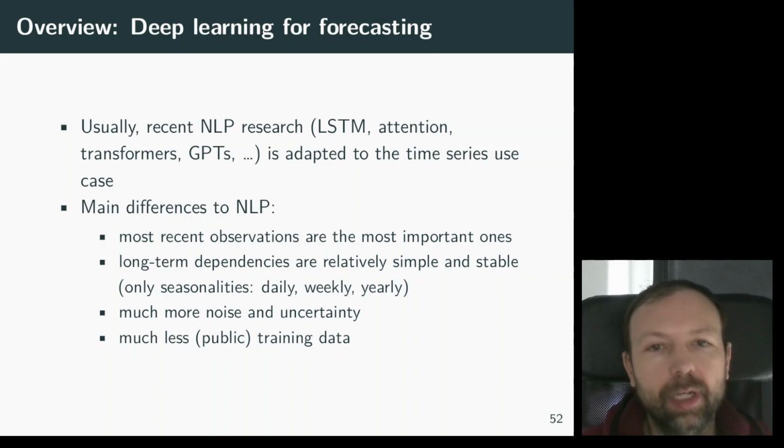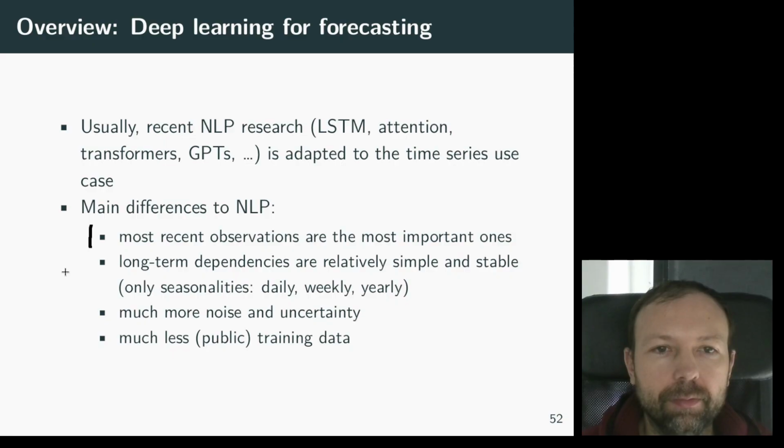So usually in forecasting, the most recent observations are the most important ones. The only exception might be seasonality. And the long-term dependencies are relatively simple and stable. So only seasonalities, daily, weekly, yearly seasonalities. So in that sense, often the architectures need to be made a bit more simple. So they need to be a bit simplified. But on the other hand, we have much more noise and uncertainty in forecasting and also much less publicly available training data.